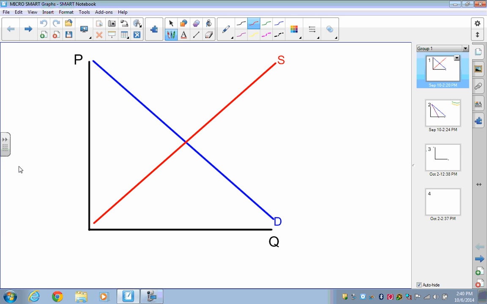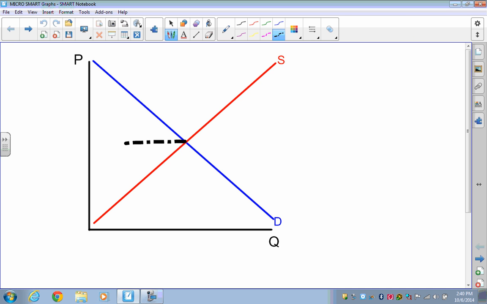Let's go ahead and add a tax, and let's put it on suppliers. Every time a supplier produces a product, they have to pay a tax. That means we'd have to draw another what? Go ahead and start off with our equilibrium. But now we need to draw what other line? If it's a tax that you have to pay every time you produce an item, it's a tax on who? Suppliers. So what would a tax on suppliers do? It would move the supply curve what way? It would move it to the left.